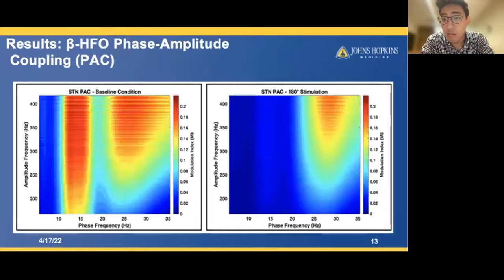The measure of PAC can also be represented in this comodulogram that shows the degree of signal coupling between the beta band frequency shown on the x-axis and the high-frequency oscillation amplitude frequency shown on the y-axis. In baseline, we see this exaggerated coupling streaking vertically across this 13 to 20 hertz phase, driving the enhanced mean PAC value we saw in the previous slide. But in the 180 degrees PTS stimulation, we could suppress this heightened cross-frequency coupling, with the absence of this vertical streak.